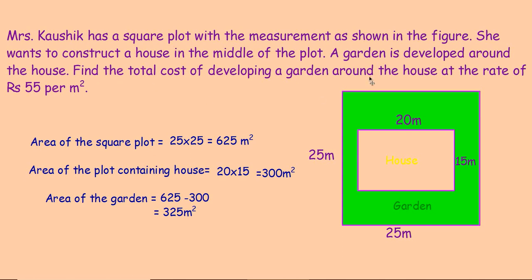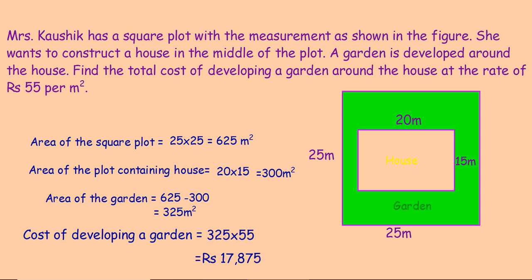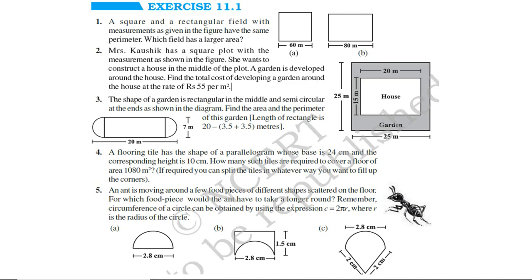Then it is given that the cost of developing the garden around the house is at the rate of rupees 55 per meter square. That means 1 meter square costs 55 rupees. Here you have 325 meters square. So next you can write the cost of developing the garden, that is, total garden is 325, therefore it is 325 into 55. That you will get as rupees 17,875.